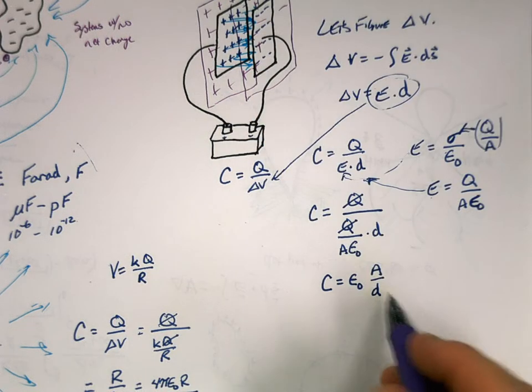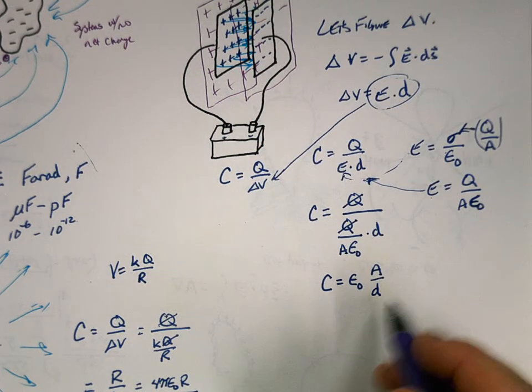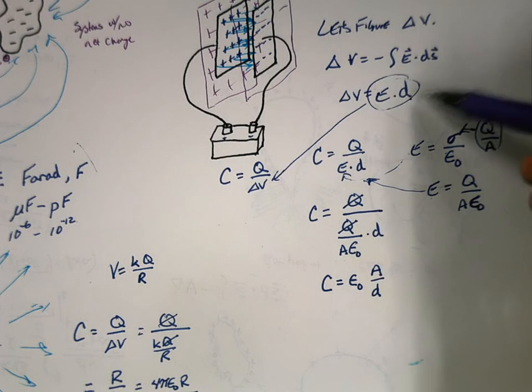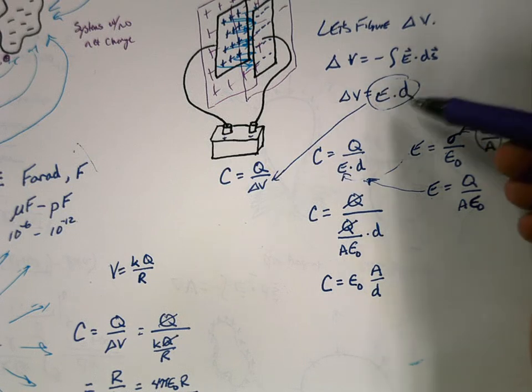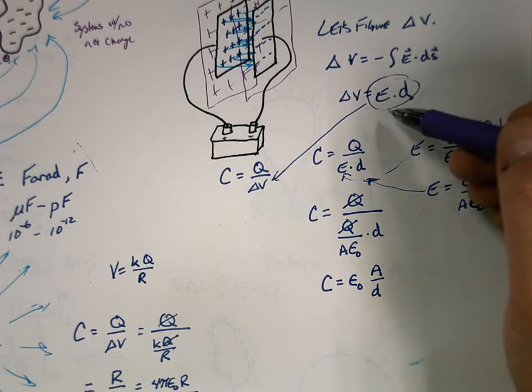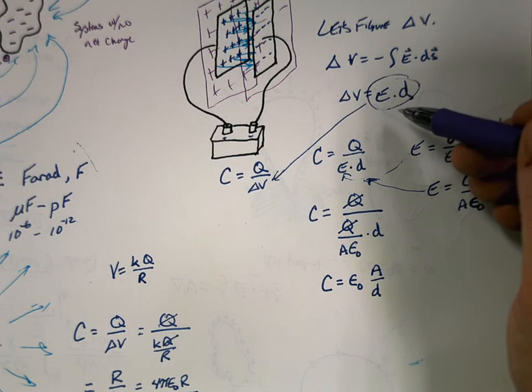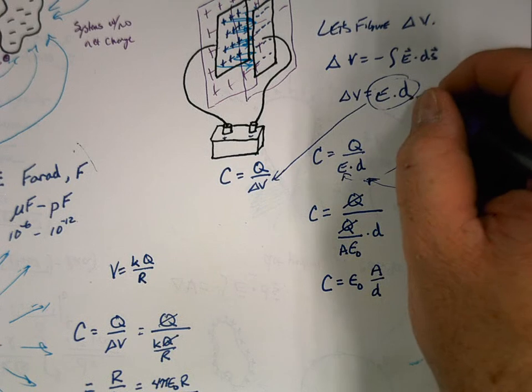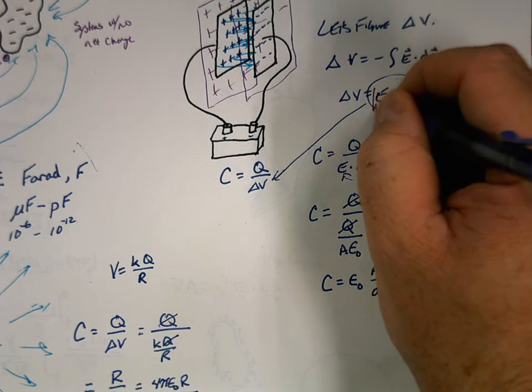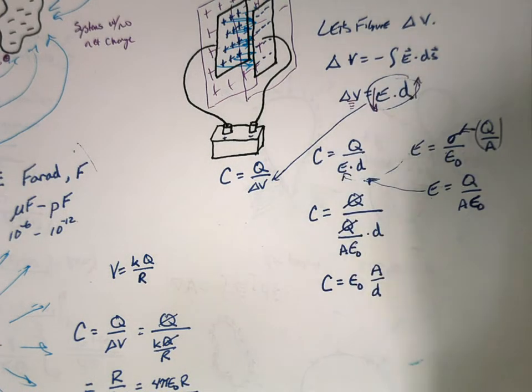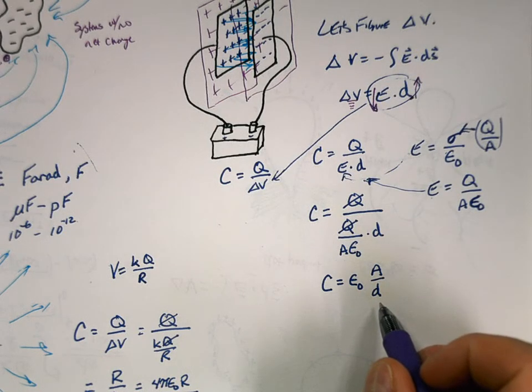Okay. What if we change the distance between them? If we get closer, and the voltage is the same, what happens to our field? Ah, the field gets smaller, right? If this goes up, the field has to go down to maintain the same potential. Which also makes sense because D is in the denominator. If this number gets bigger, our capacitance gets smaller.